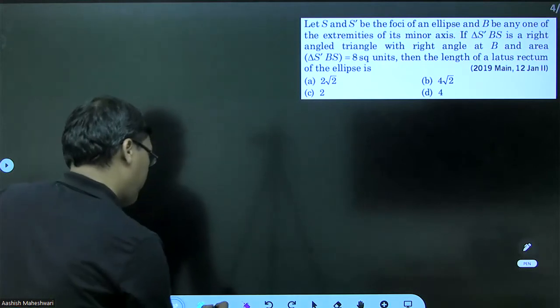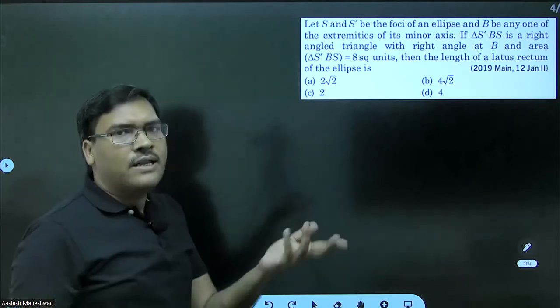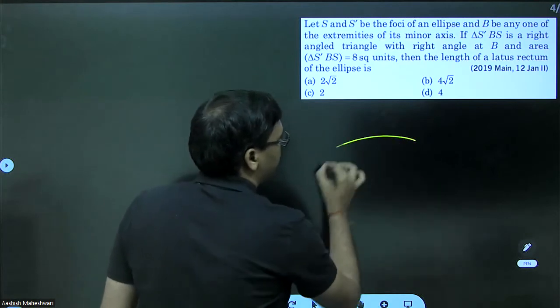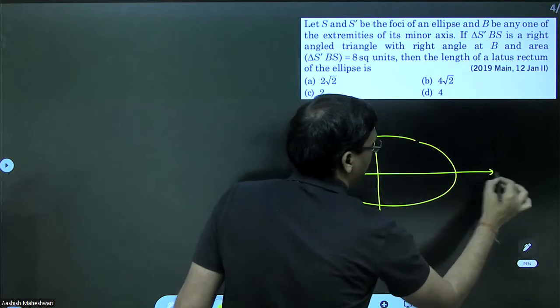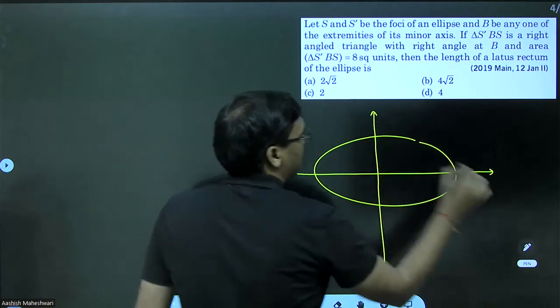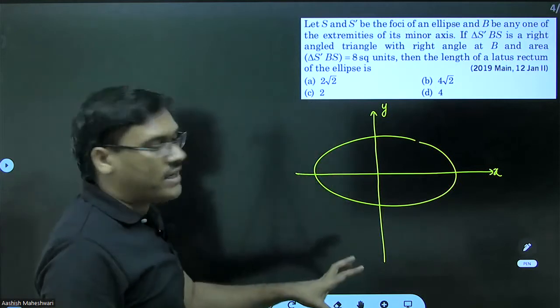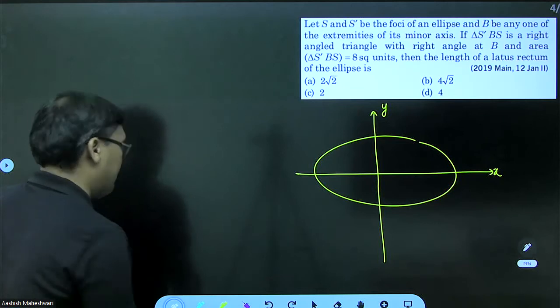So let's start with the most convenient. Generally, we can start with the horizontal ellipse. So let's say this is the ellipse. I am taking the horizontal ellipse, that is A is greater than B. It is not mentioned what kind of ellipse it is, but I have assumed, because in any case the answer will be the same. Okay.